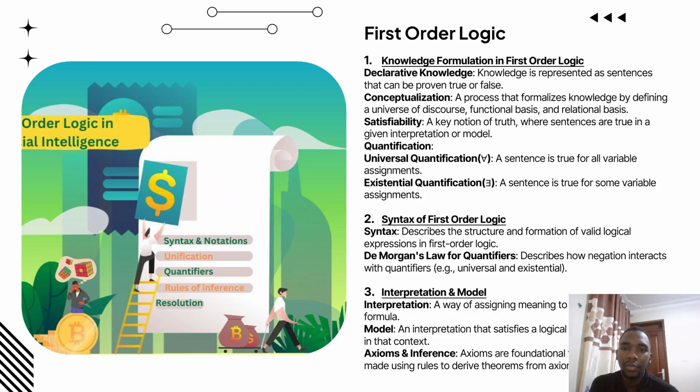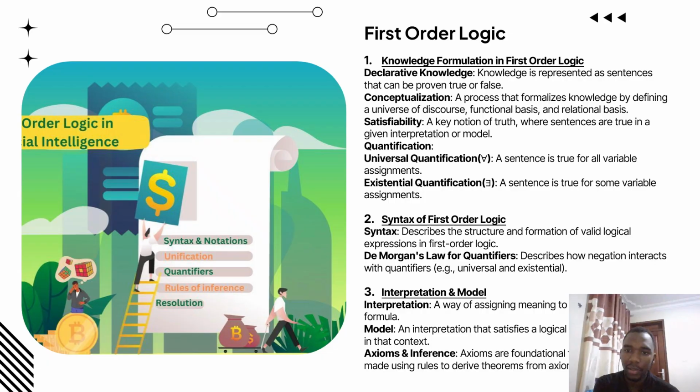First-order logic. Knowledge formalization in first-order logic. Declarative knowledge. Knowledge is represented as sentences that can be proven true or false. Conceptualization. A process that formalizes knowledge by defining universal discourse, functional basics, and relational basis. So, certifiability. A key notion of truth where sentences are true in a given representation of a model.